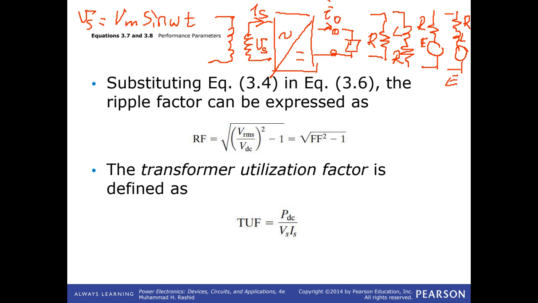Okay, so transfer utilization factor is the one which has VS IS, the supply, in the denominator. So it's actually the output power over the apparent power.